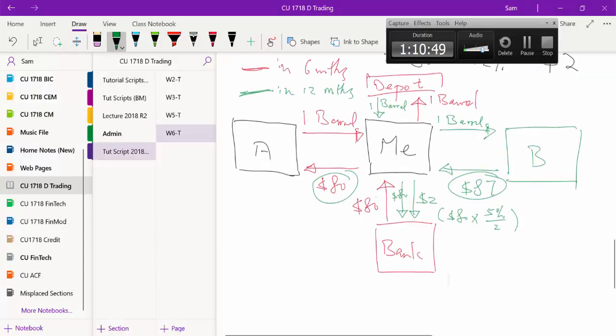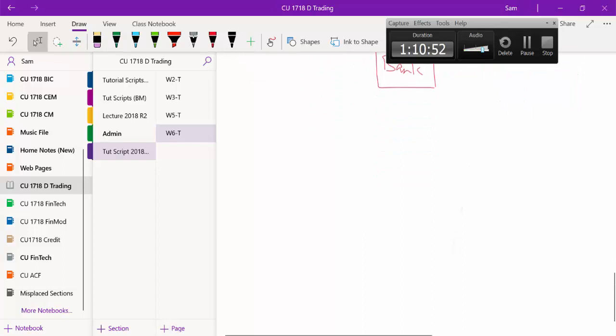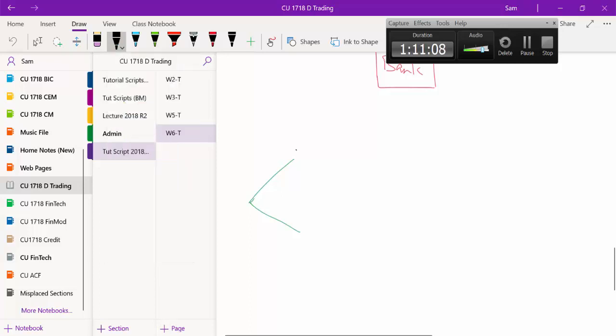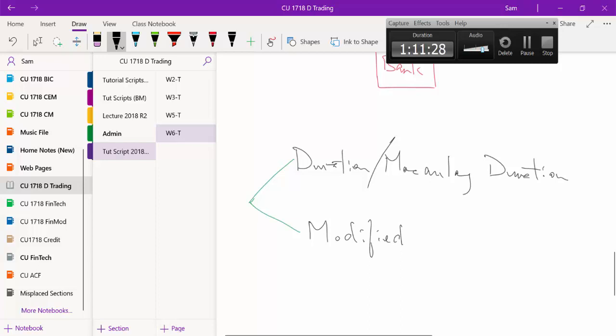Now, here is when things can get confusing. I want to distinguish between the two concepts of simple duration, or sometimes called Macaulay duration, or the other one, modified duration. Now, just put that aside for a moment. Don't worry about modified duration for now. I want to talk about the first one, okay?